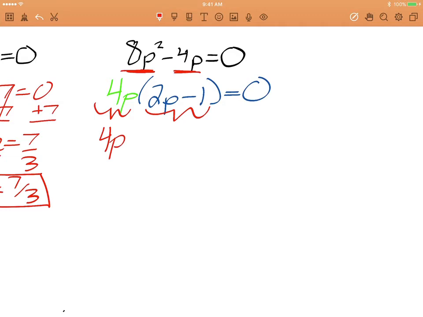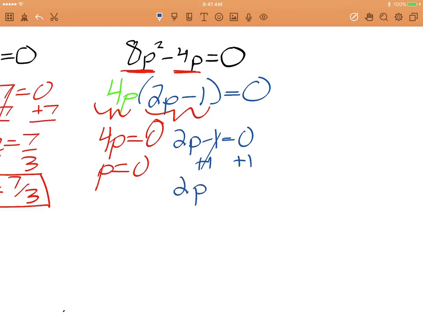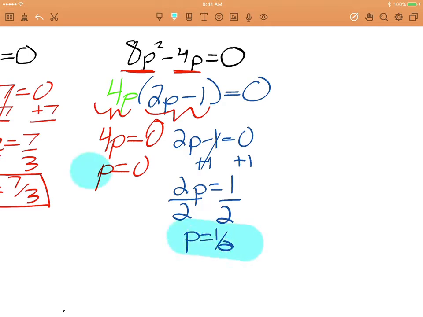Now set each of these equal to 0. So 4p equals 0. 4 times what equals 0? Well, 0. Take the other one, 2p minus 1. What will make that equal to 0? Well, let's add 1, and then divide by 2. I get p equals 1/2. And there are my two answers: p equals 0 and p equals 1/2.